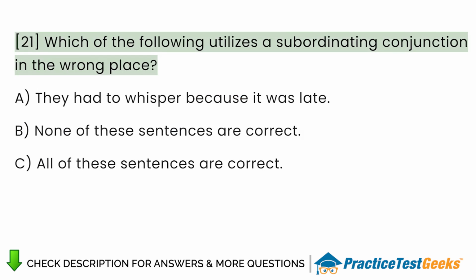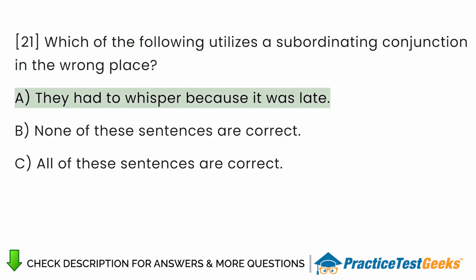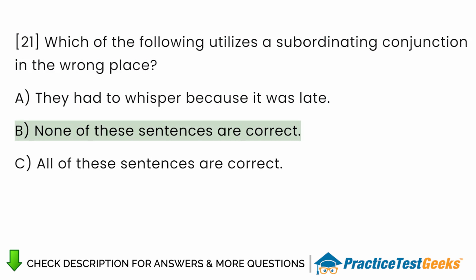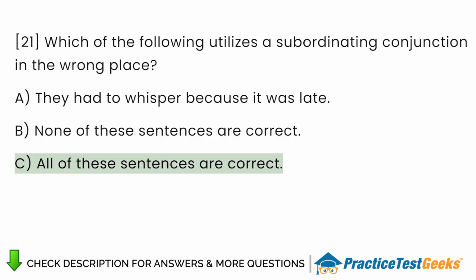Which of the following utilizes a subordinating conjunction in the wrong place? A, they had to whisper because it was late. B, none of these sentences are correct. C, all of these sentences are correct.